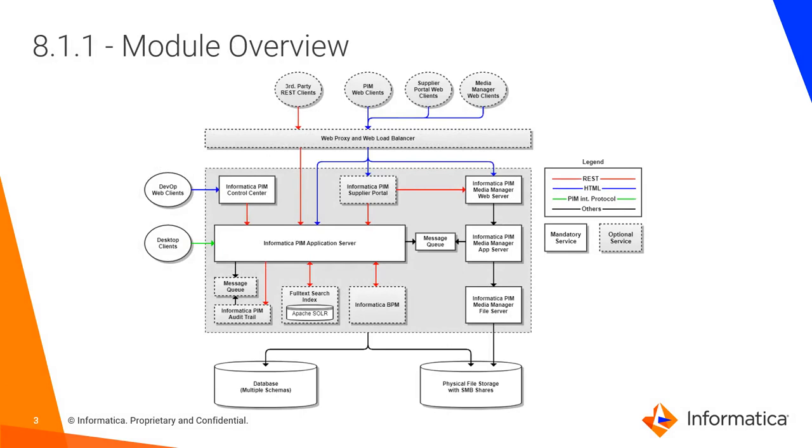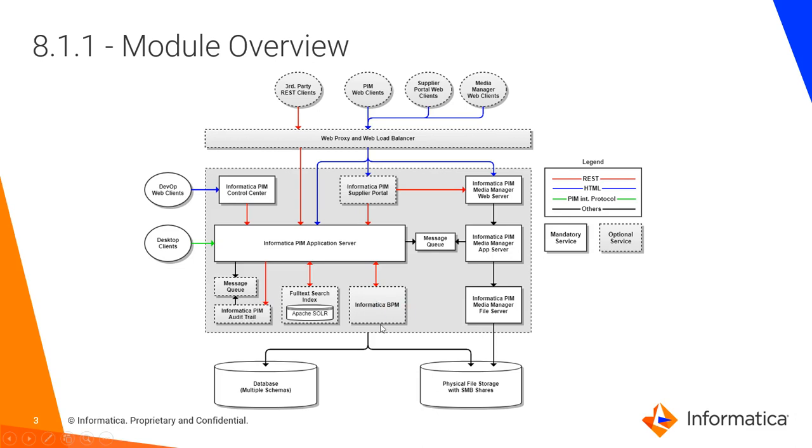Have a short look at the existing architecture of version 8. You will find the modules of Product 360, the mandatory ones like the application server, as well as the optional ones like the supplier portal and the audit trail. Some of these modules communicate using synchronous REST calls. A few are decoupled by using a message queue. For example, the audit trail server reads from the message queue and persists the changes in the audit trail schema. This is one of the best examples for a decoupled module.